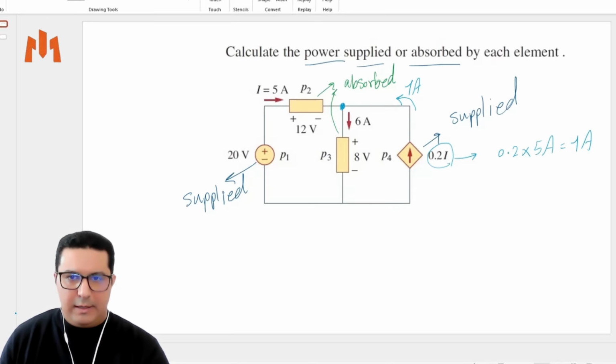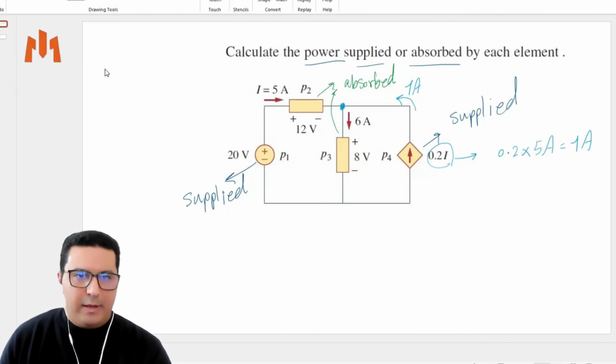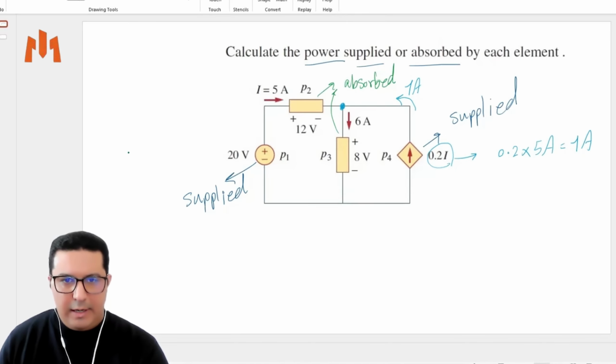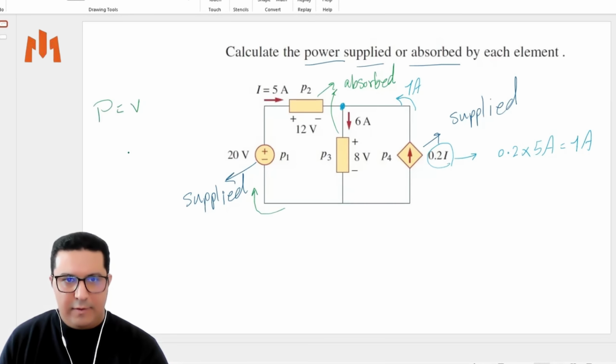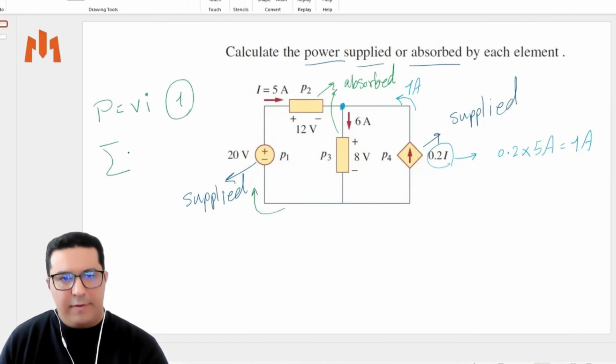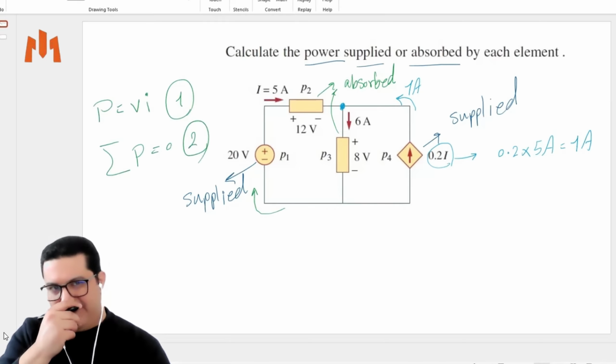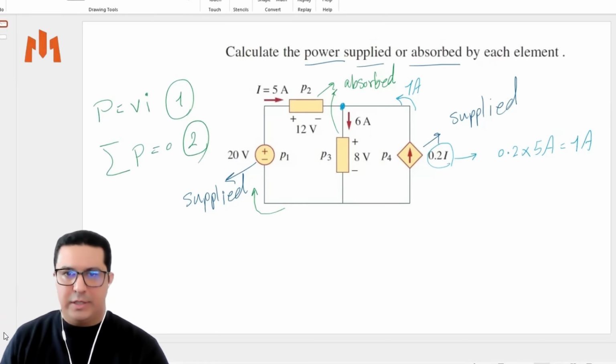But guys, listen, this part is a little bit technical, and I want you to listen carefully. Look at this I. This I is coming from this side and enters the negative point. If you can remember, P means VI. This is one equation. The other one is that the sum of the power equals 0. We are going to use these equations to solve this electric circuit.